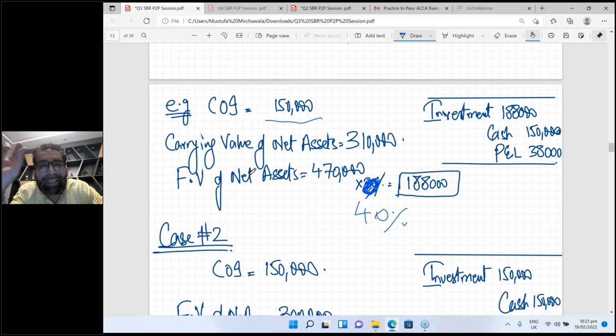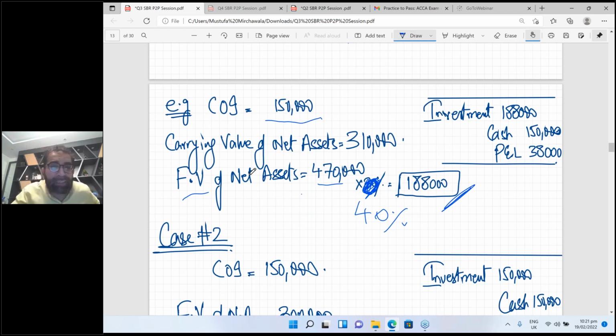Leave this carrying value, the real thing is fair value. The fair value of net assets of this complete company is 470,000. What is your share? It's 40%. So 470,000 multiplied by 40% will give you 188,000.